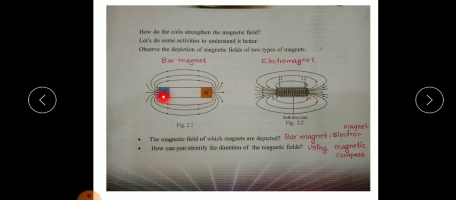Yes, suppose imagine that we don't know which is north and which is south. In order to determine that, we have to bring a magnetic compass near to this bar magnet, so that if the north pole of this magnetic needle is pointing towards this direction, then the pole of this magnet will be south, and if the magnetic needle is pointing towards this direction, then this will be north. So in this way we can determine the polarity of the magnet.